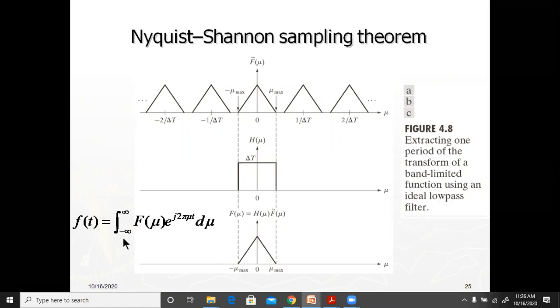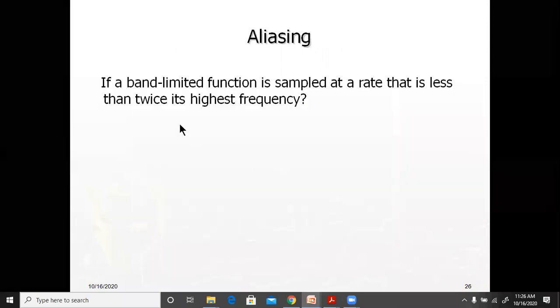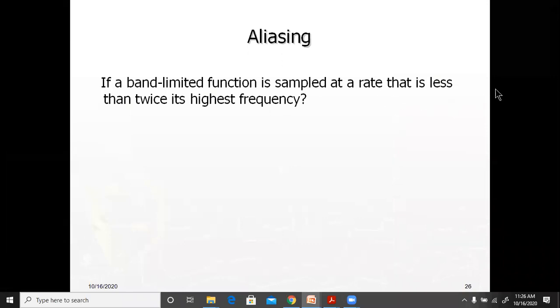So f(t) is the integral from minus infinity to infinity of F(mu) e^(j2 pi mu t) d mu. So what is this? This is just an ideal low pass filter. If a band limited function is sampled at a rate that is less than twice its highest frequency, till now we said we can get back the signal if 1 by delta t is greater than twice the highest frequency. If it is less, what happens? We say that aliasing occurs.